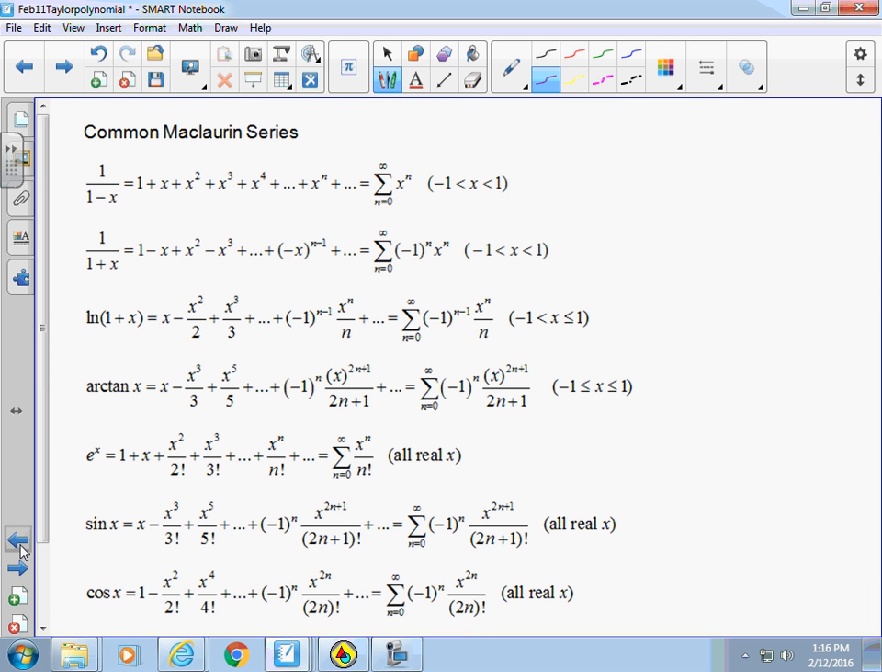Here are some common Maclaurin series or Taylor polynomials centered at 0. They're common enough that you are expected to memorize them on the AP exam. That will be a good portion of your next mastery exam. You do not have to write this down if you don't want to, because it's on your reference sheet, right?